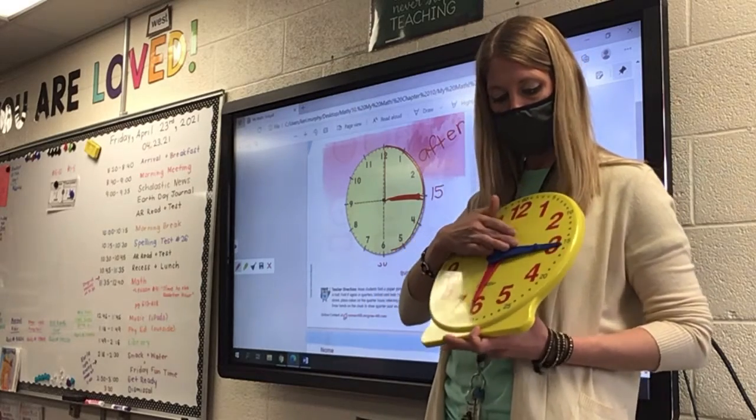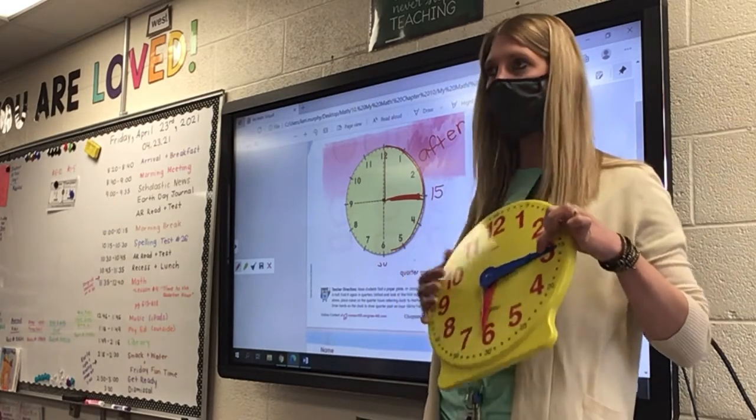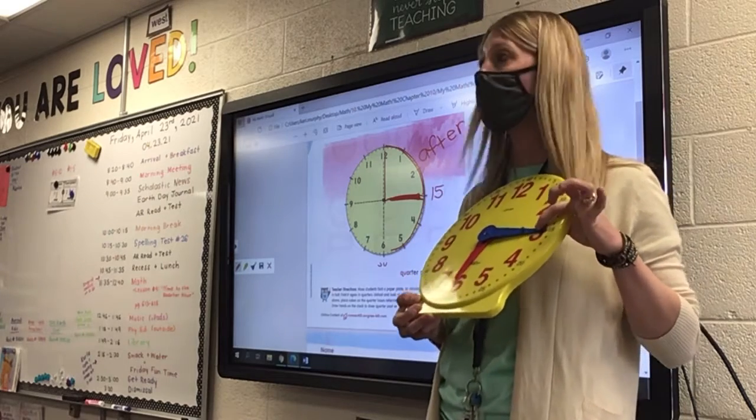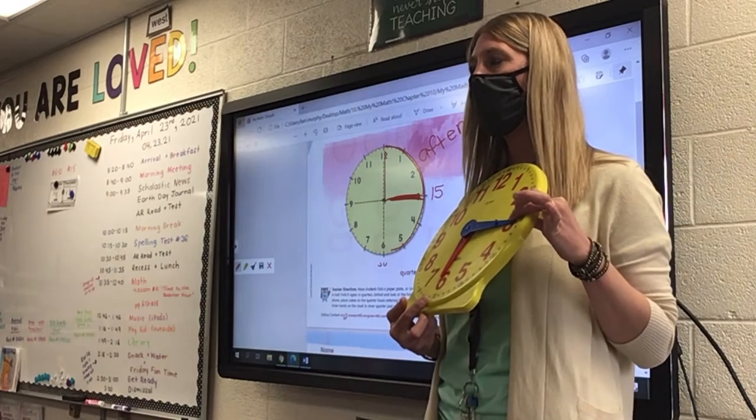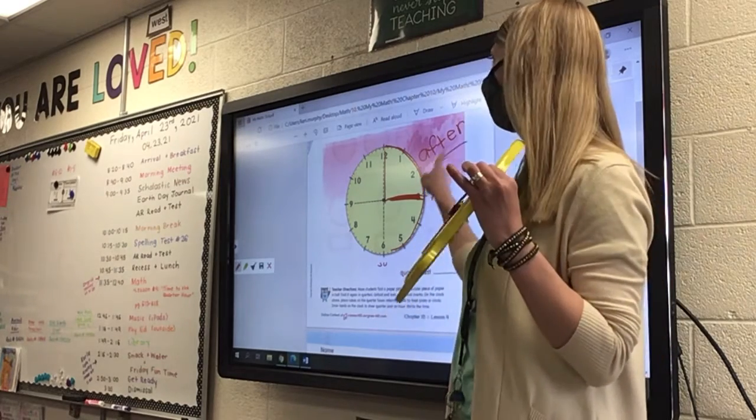Okay, look at the time here. My long minute hand is pointing at the 3, so I know that's a 15. And it's the hour 6. So, how would we say using the word after? Ready?